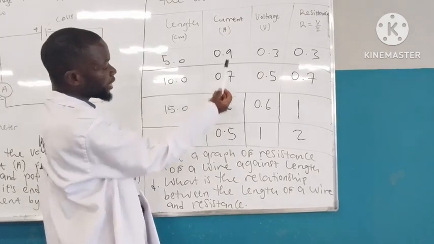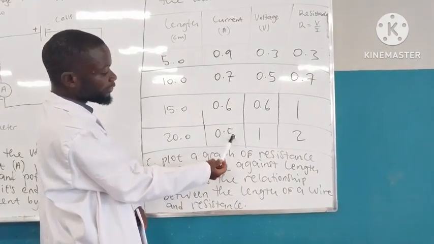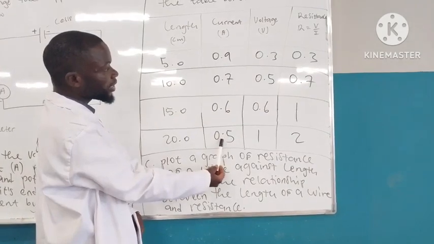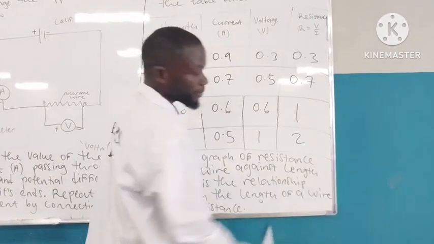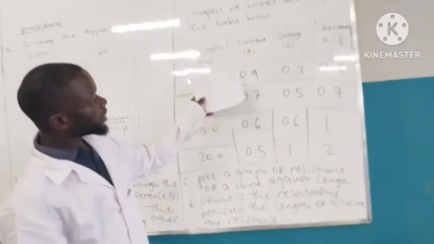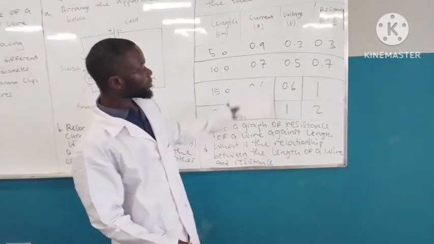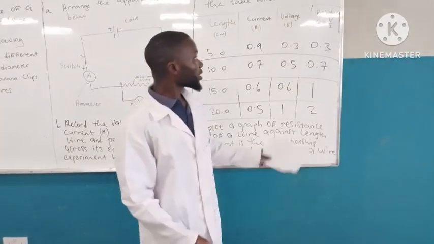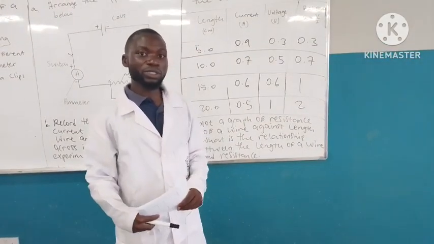We are starting with 0.9 and the lowest value is 0.5. It means current is decreasing while resistance is what? Is it increasing? So current is supposed to decrease while voltage is supposed to what? To increase, because voltage is directly proportional to resistance.